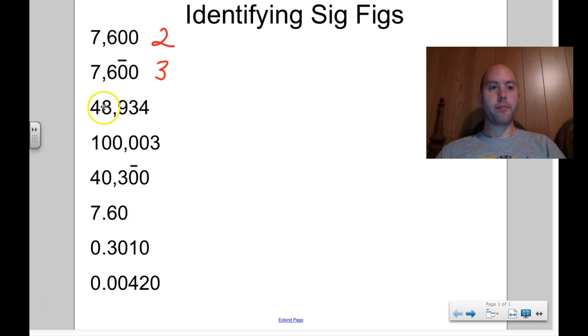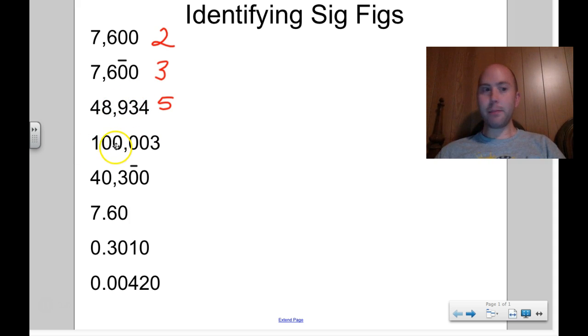Let's go to the next one. 48,934. Well, there are 1, 2, 3, 4, 5 digits that are not zero, so there's 5 sig figs, and there's no zeros anywhere else, so I know it's just simply 5 sig figs. Okay, so again, to reiterate, the first rule says any digit that's not zero is a sig fig. The second rule states any zero with a bar over it is a sig fig. The third rule states that any zero in between sig figs are sig figs.